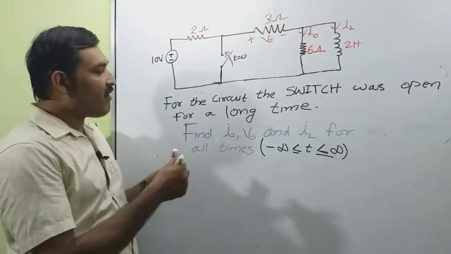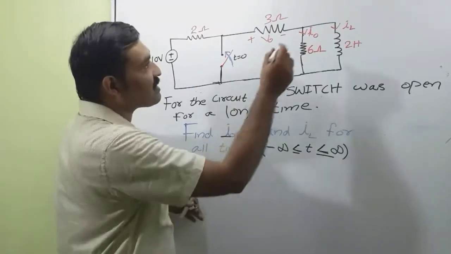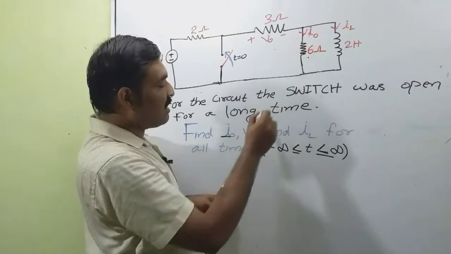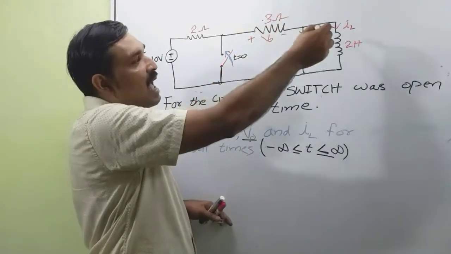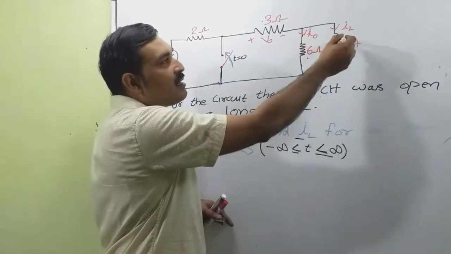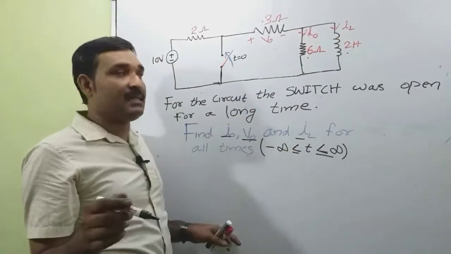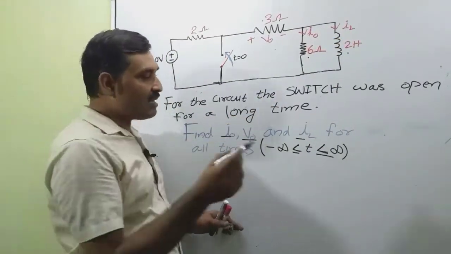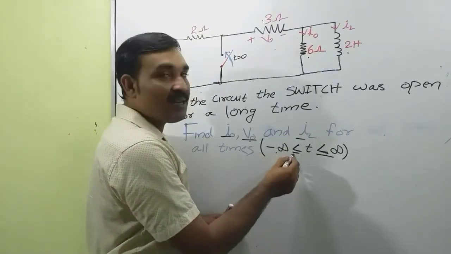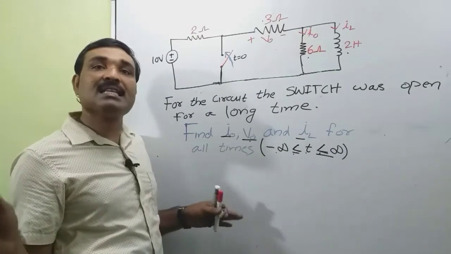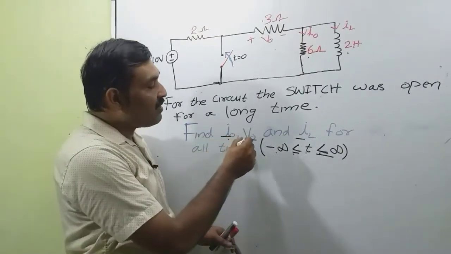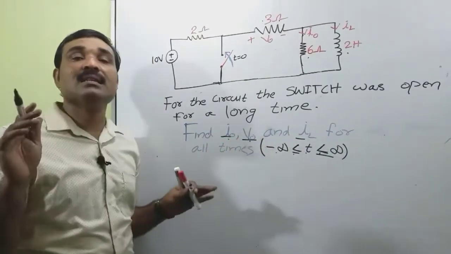We want to find the value of I naught, that is the current through the 6 ohm resistance, V naught, that is the voltage across this 3 ohm resistance, and IL, that is the current through this 2 Henry inductance, for all time, that is minus infinity less than or equal to t less than or equal to infinity. So we want to find the expressions for I naught, V naught and IL for this circuit.